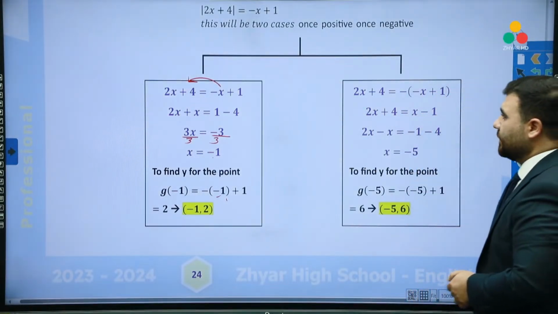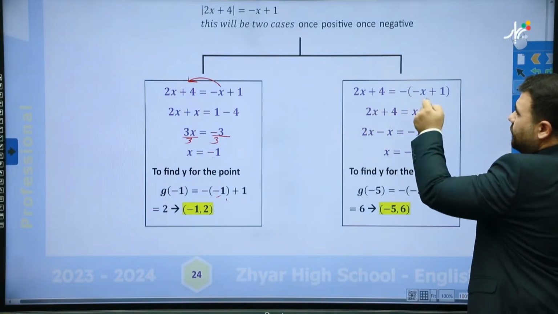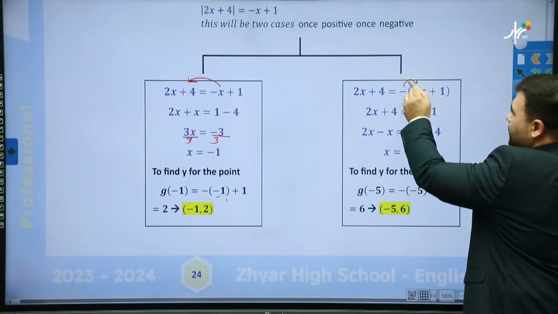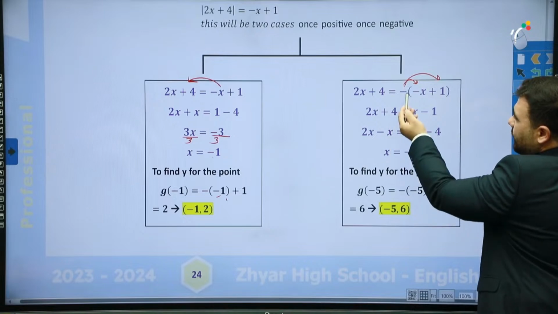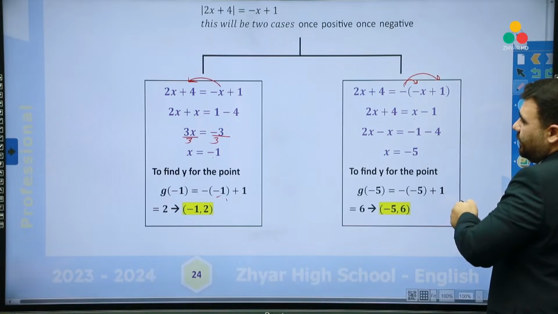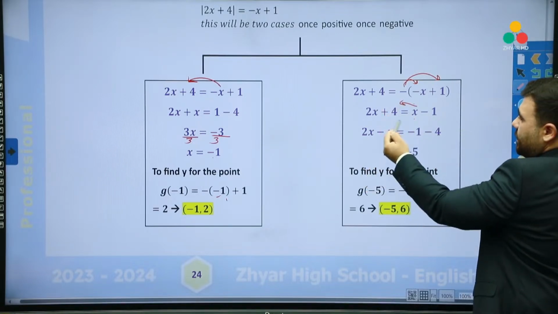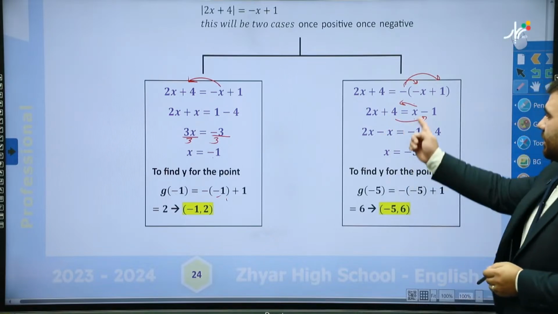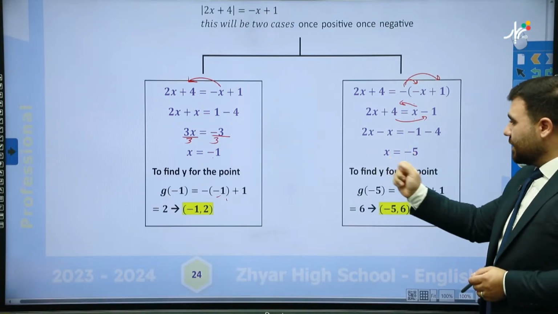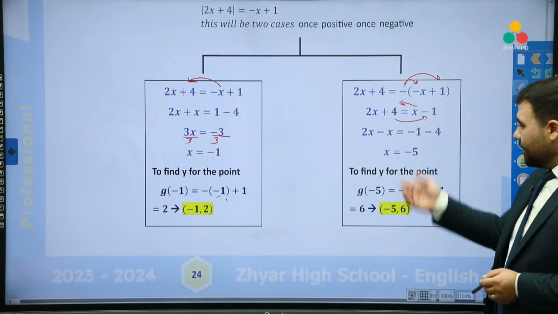The other part, again, 2x plus 4 without absolute value equal to the negative of the function. This should be expanded. -x times negative is +x. +1 times this negative is -1. Then again, all the x's have power 1. Then x's to one side, numbers to one side. This +x goes to the other side, becomes -x. 2x minus x is just x. -1 minus 4 is -5. Now, this is the x.